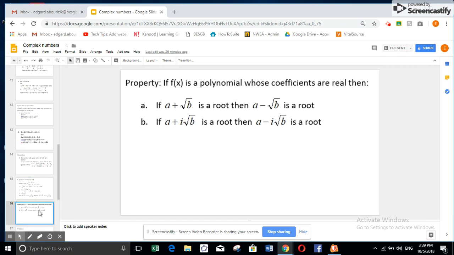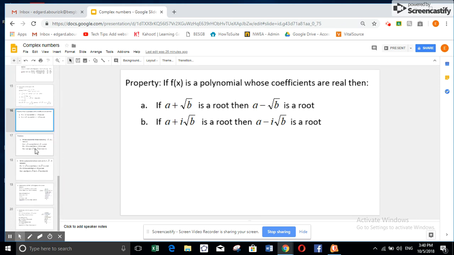Properties. Always, like we did before, if a plus root b is a root, its conjugate a minus root b is a root. We know in a second degree equation, x1 equals minus b plus radical delta over 2a, and the other is minus, a plus and a minus radical delta. And similarly in complex numbers, if a plus i root b is a root, then a minus i root b is also a root. What is the importance of this?